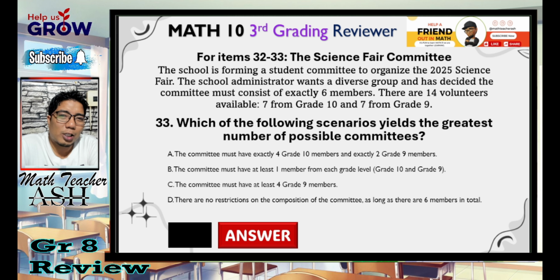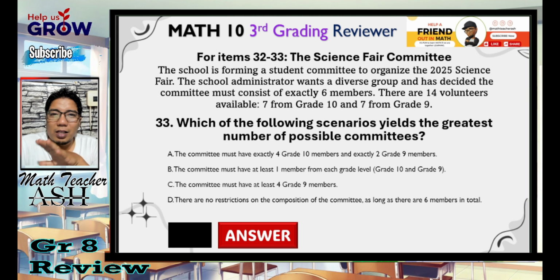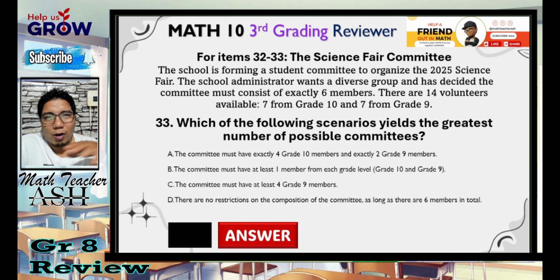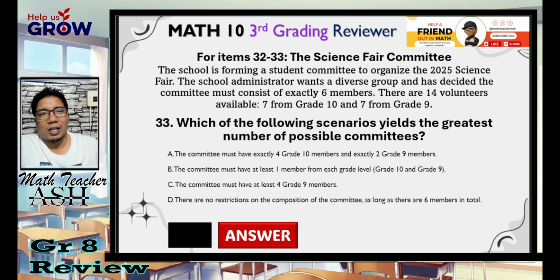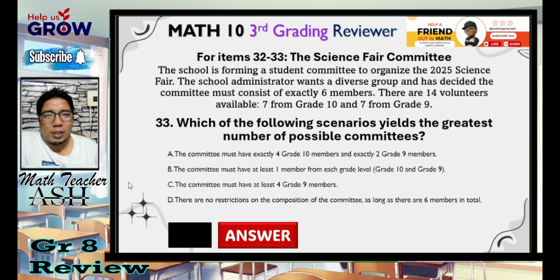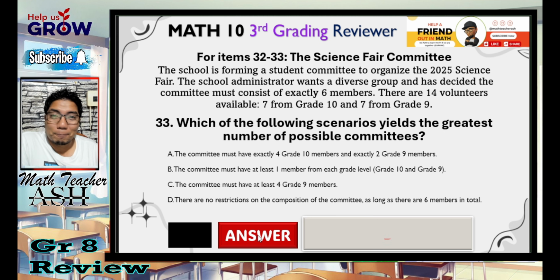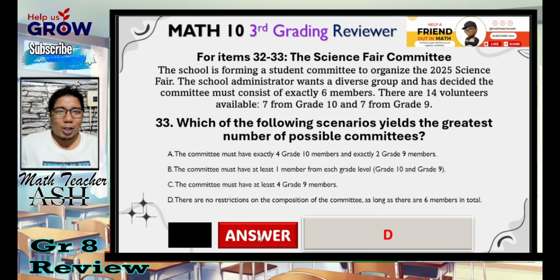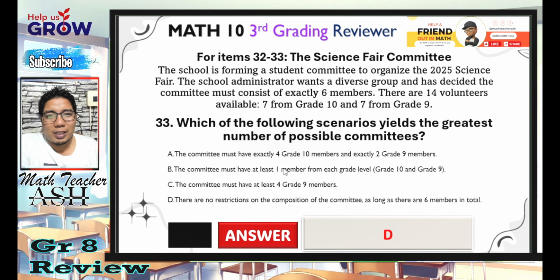Alright, my dear math learners, this question is easy because, as we have discussed earlier, the administrator does not consider any number of students per grade level as long as it is 6 members out of the total 14 volunteers. So the answer would be letter D. There are no restrictions on the composition of the committee. So let's check whether we are correct. Alright, easy, right? Now let us go to question number 34.